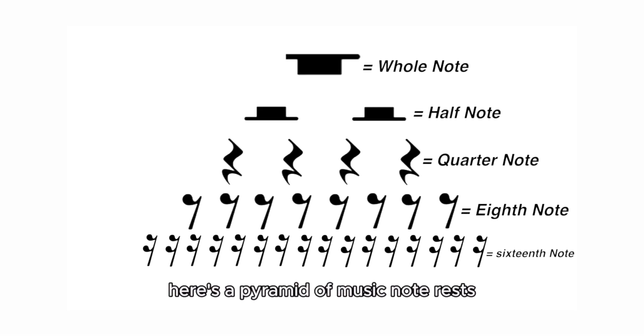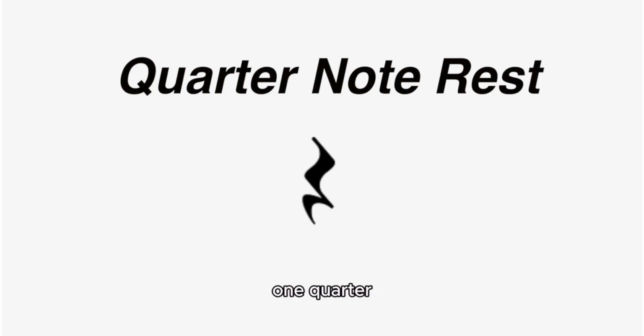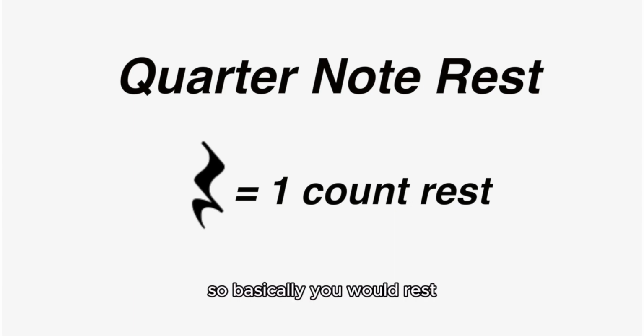Here's a pyramid of music note rests. At the very top, you have a whole note rest, and at the very bottom, you have 16th note rests. And the way to count these rests is very similar to counting regular note values. For example, here's a quarter note rest. 1 quarter note rest equals 1 count. So basically, you would rest for 1 count.